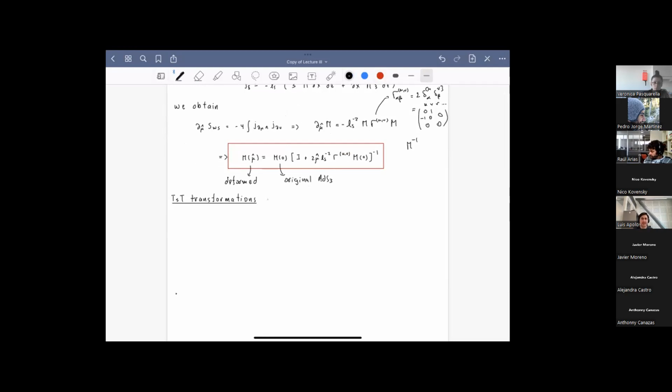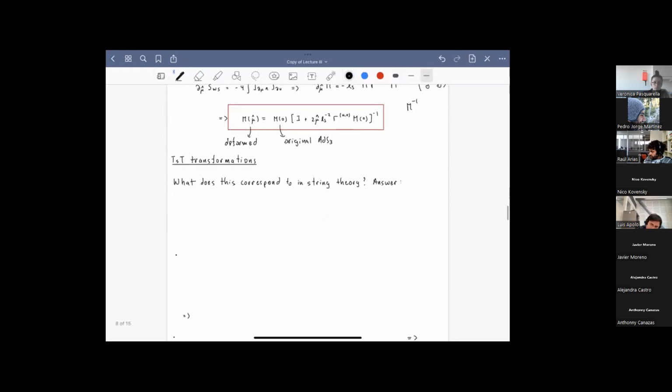So now we may ask, what does this correspond to in string theory? And it turns out that this is known. And the answer is that it corresponds to a so-called TsT transformation, where T refers to a T-duality along U. s is a shift of coordinates, where V goes to V minus mu hat U. And T is another T-duality along U that takes us back to the original frame.